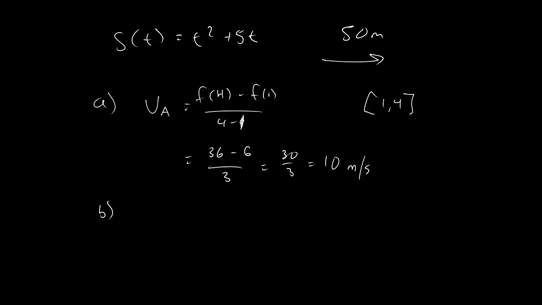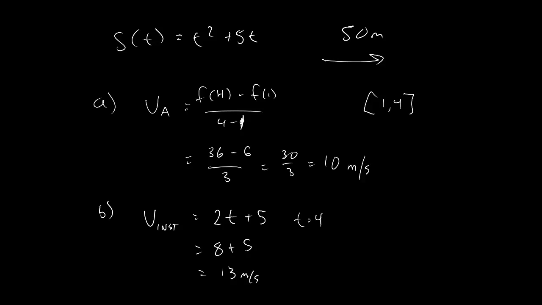B, it says find the instantaneous velocity. So I'm looking for a derivative. So this is going to be 2t plus 5 when t is equal to 4. So this is going to be 8 plus 5, which gives me 13. That's going to be my instantaneous velocity.